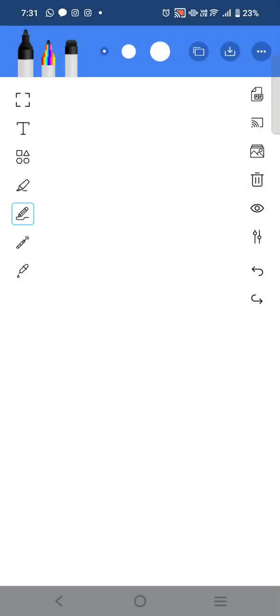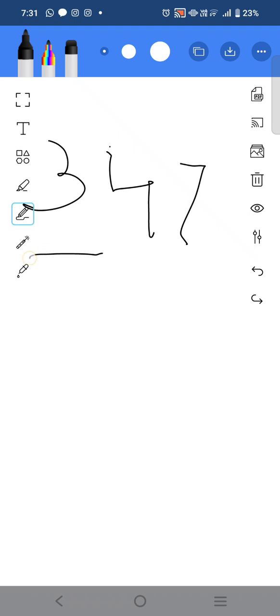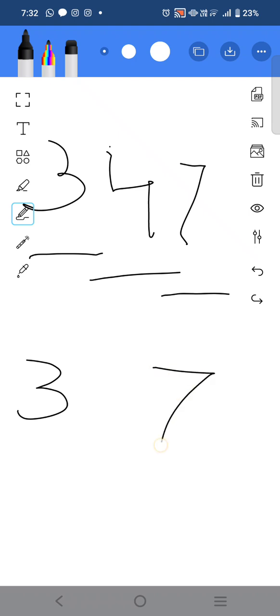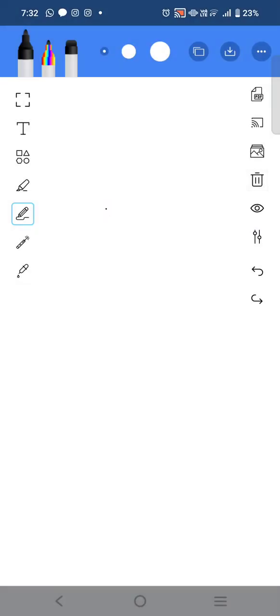Now let's go on to another example: 3, 4, 7. Before checking anything, first you have to see if the three numbers are prime. If not, then it's no use. 3 is a prime, 7 is a prime, but 4 is not a prime. So these three numbers cannot be a prime triplet.